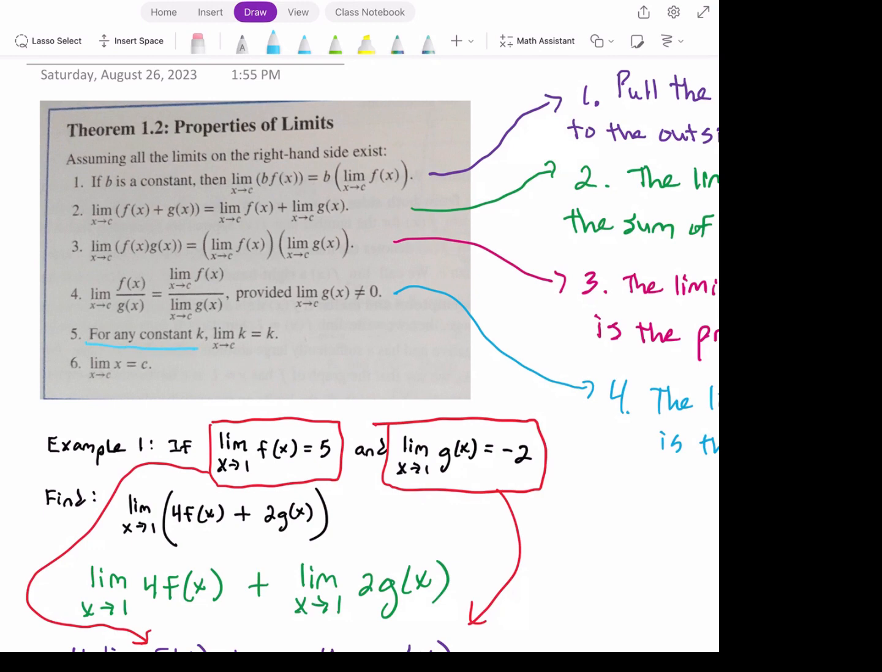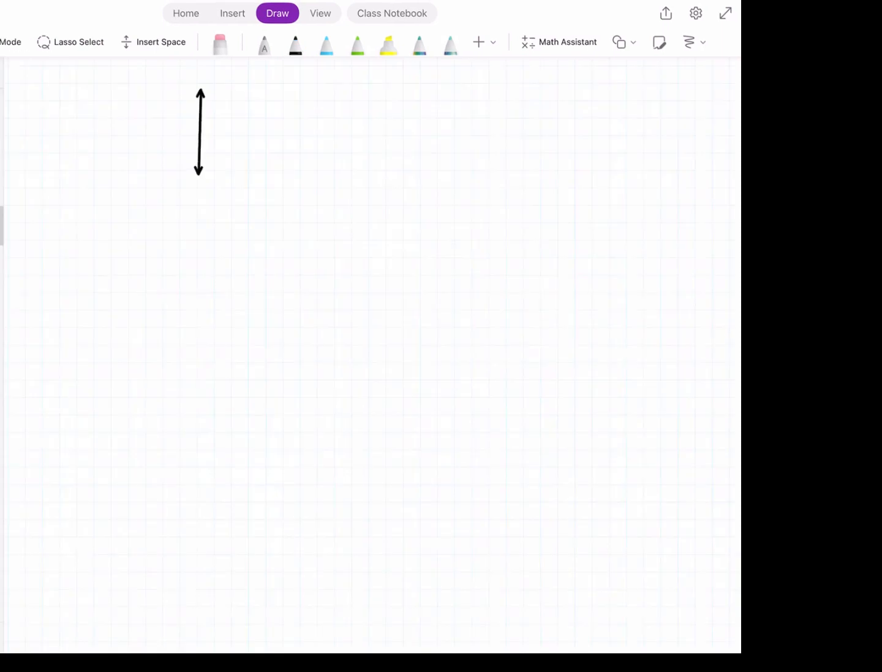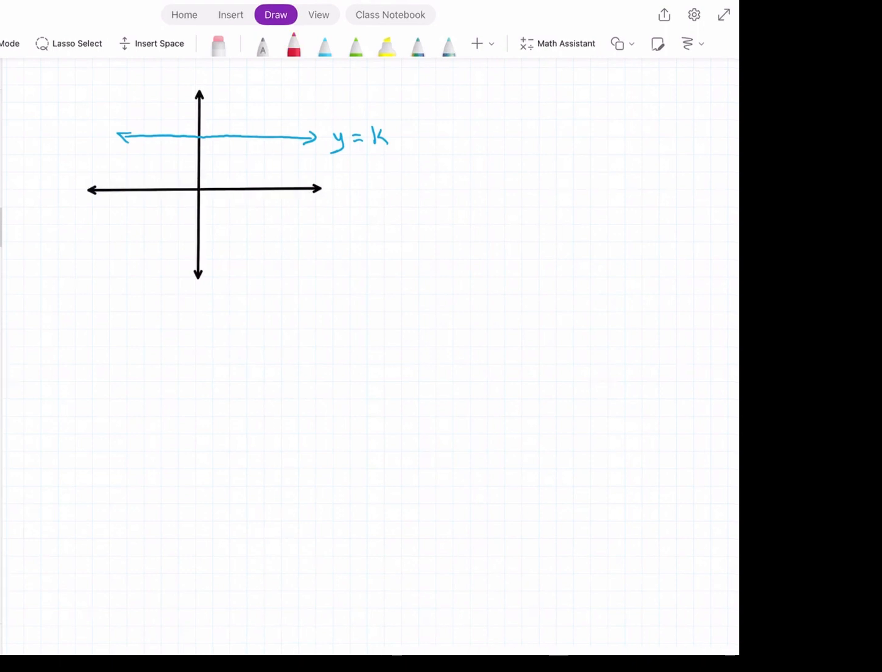Now let's go back and look at limit law number 5 that says for any constant k, the limit as x goes to c of k equals k. Well, why would that be? Let's look. For this one, let's use some graph paper. So we'll create a graph with x and y, and I'm going to create a straight horizontal line, y equals k.